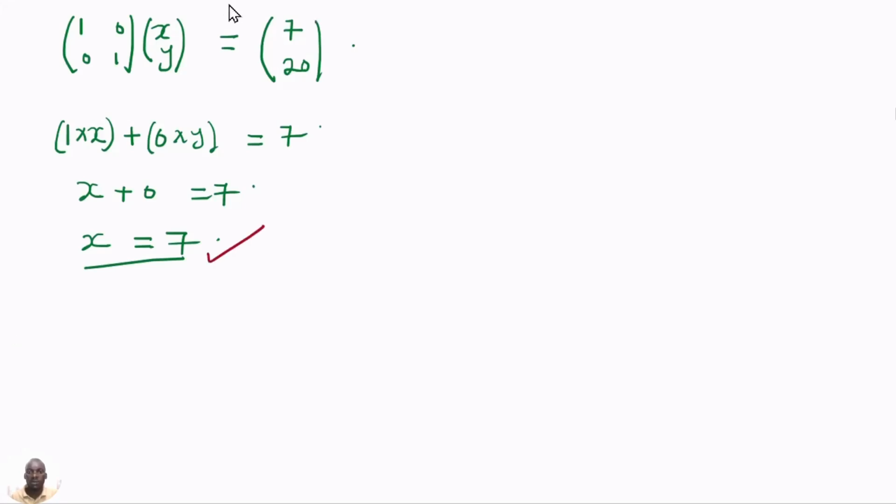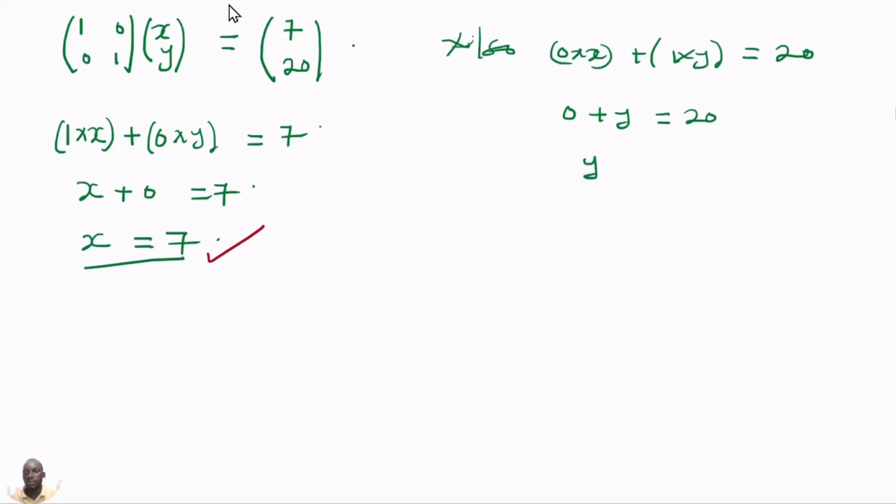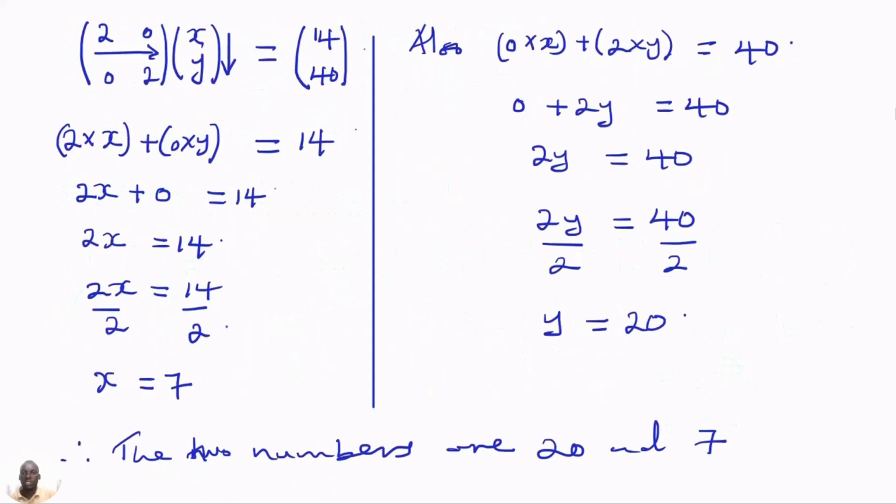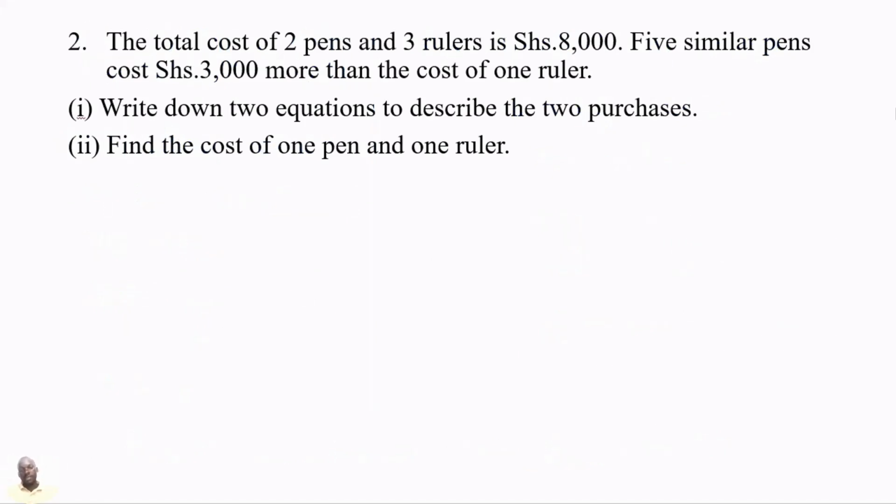As we proceed, we can see that also 0 multiplied by the x plus 1 multiplied by y should be equal to the 20. Then from here I have 0 plus y equals to the 20. Nothing plus y equals to y. Then y is simply equal to the 20, which is our correct value. And they are the same as the one we got earlier on using the adjoint method. We can see. Let us have example 2 before we go to the tryout questions.